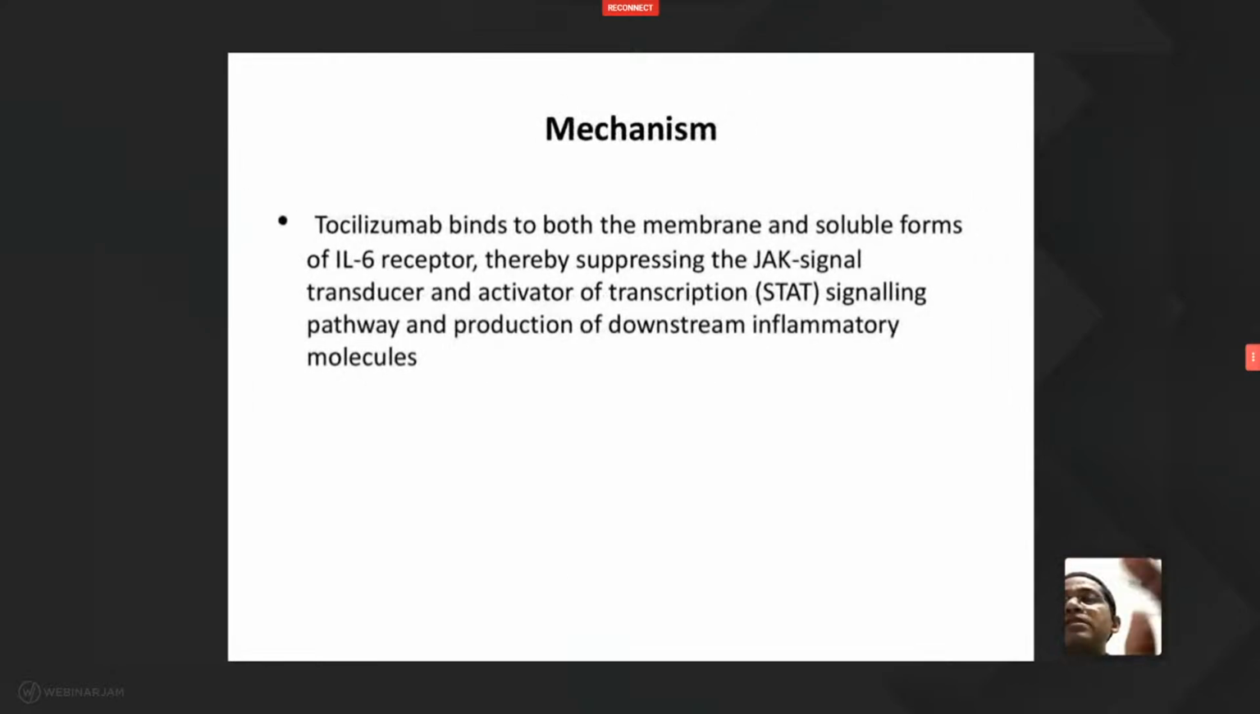Now the mechanism, as I already mentioned, is that it binds to the membrane and the soluble form of the IL-6 receptor. Thereby, it inhibits the downstream pathway, that is the JAK signal transducer and activator of transcription, the STAT signaling pathway, and stops the production of the downstream inflammatory molecules.